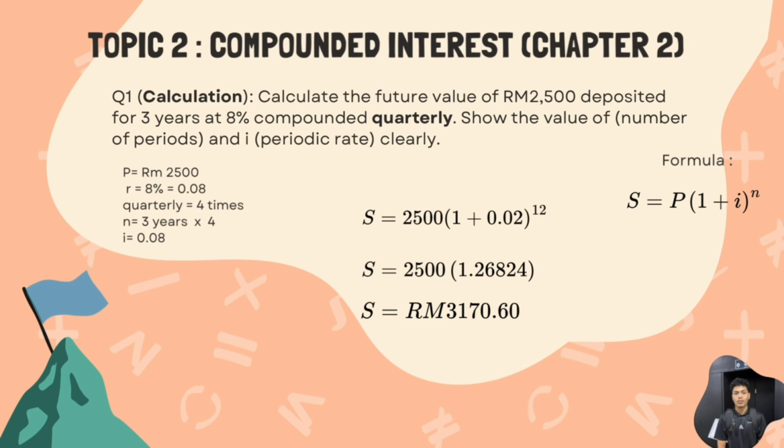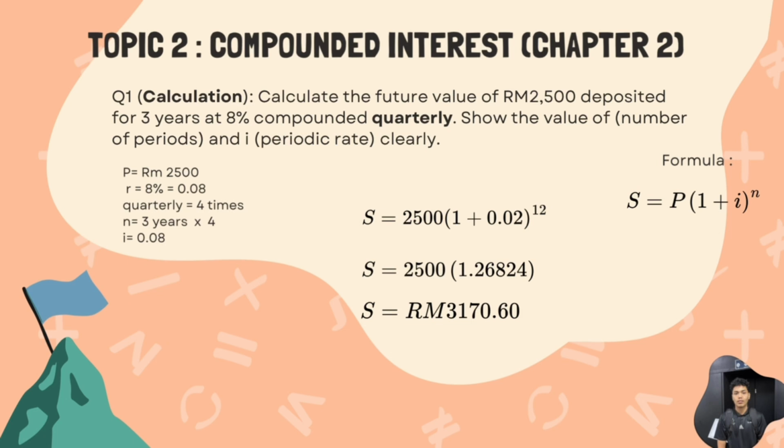Step 1, find the number of periods N. N equals years multiplied by compounding per year, which is 3 times 4 equals 12. Step 2, find the periodic interest rate, which is I, interest, equals 0.08 divided by 4, equals 0.02, 2% per quarter. Step 3, use the future value formula. S equals P, bracket 1 plus I, bracket, power of N.